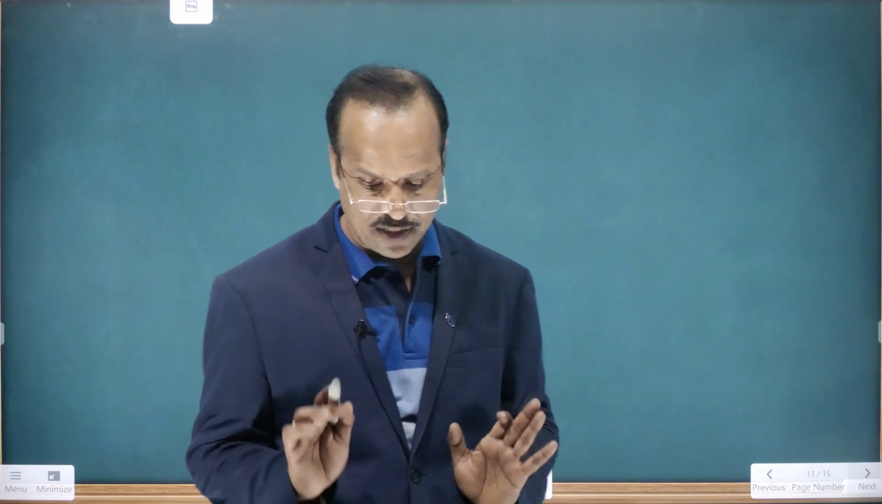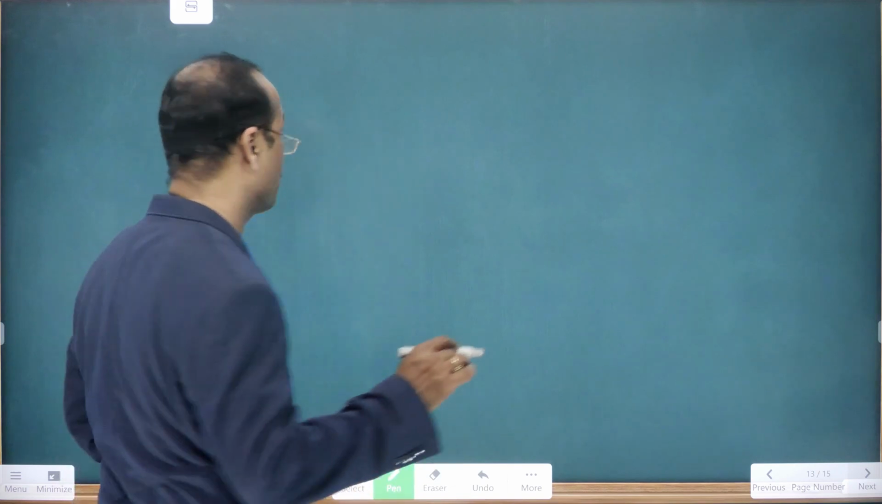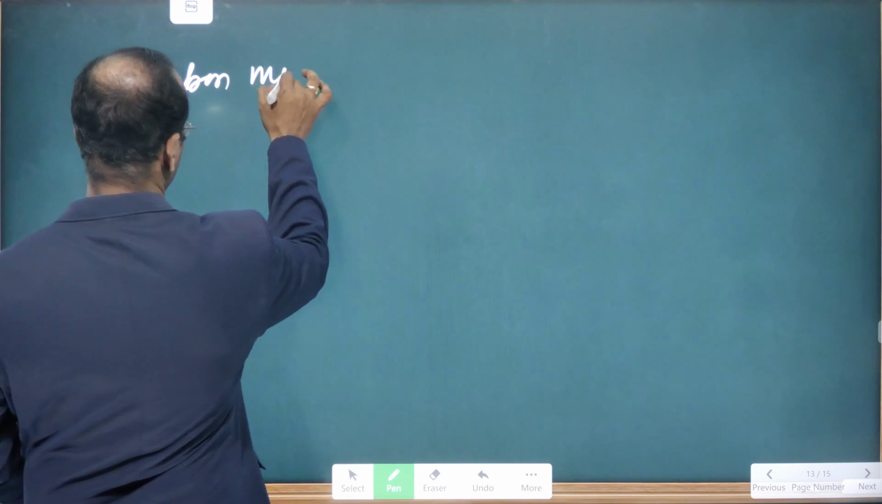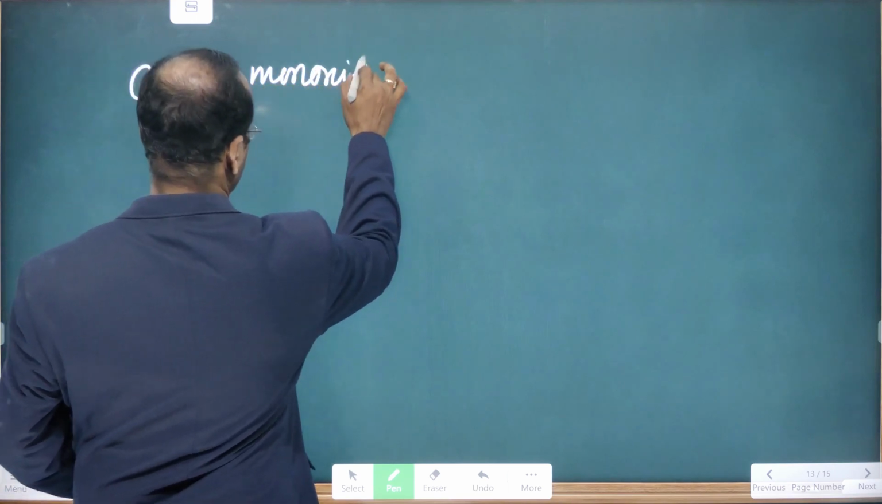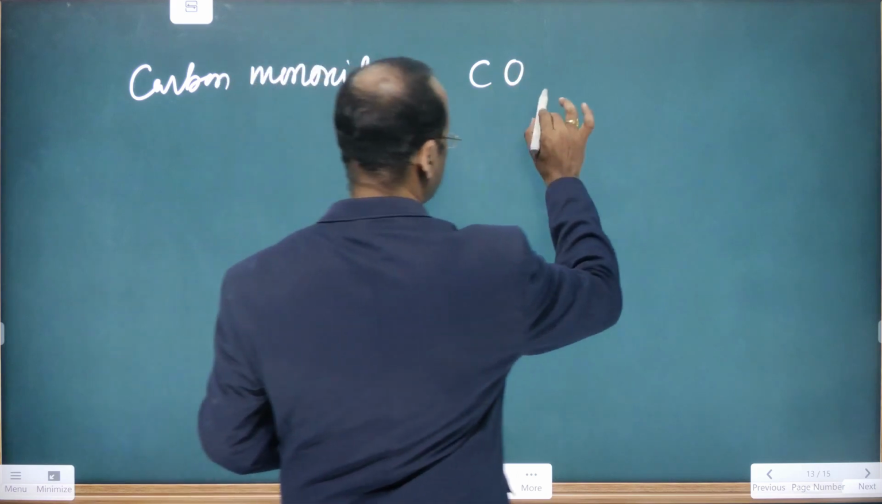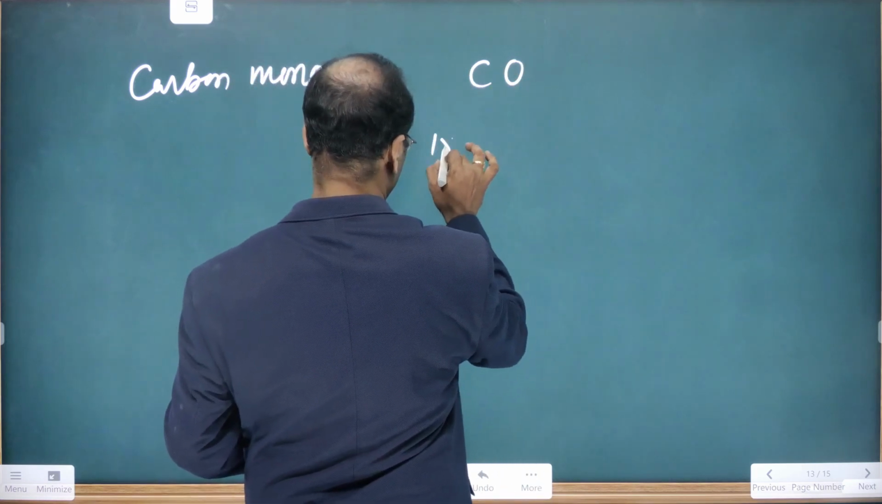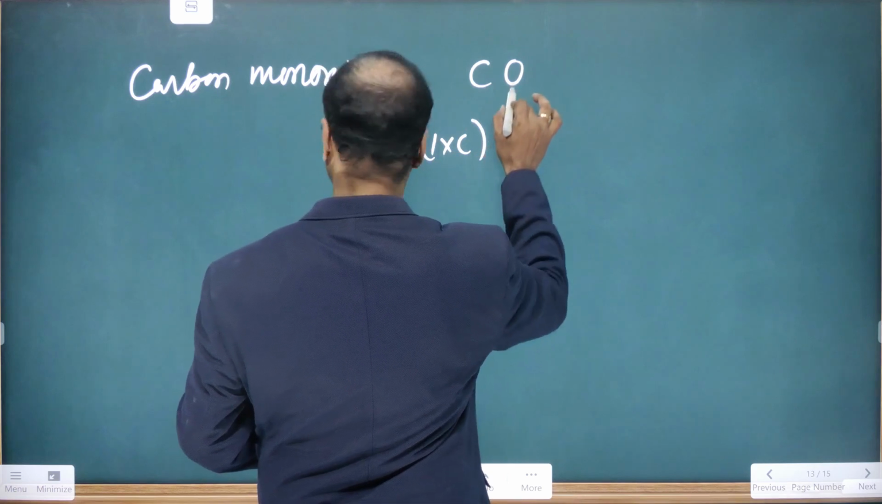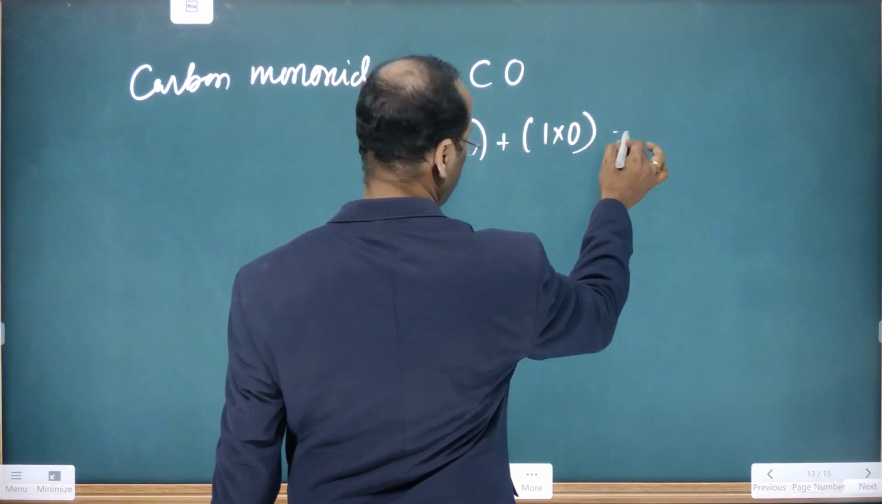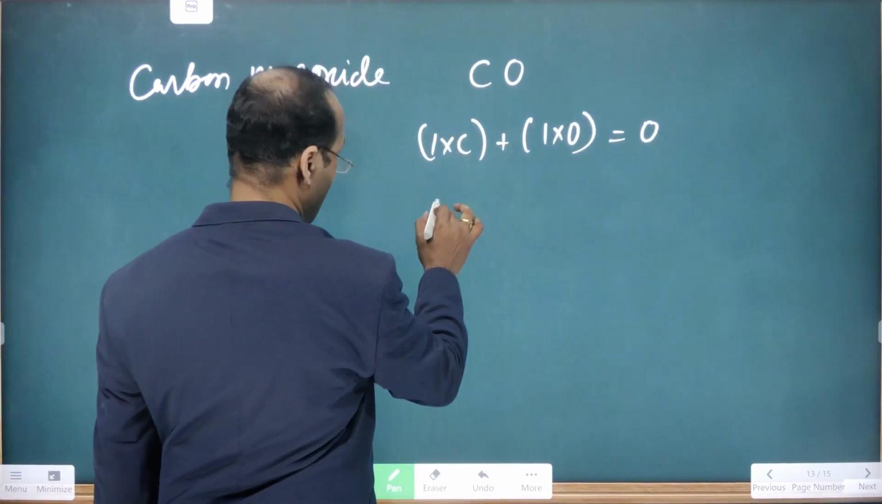Carbon monoxide we take, first one. Page number 70, carbon monoxide. What is the formula of carbon monoxide? CO. Correct? Now how many carbons are there? One carbon, 1 into carbon, plus how many oxygens are there? One oxygen, 1 into oxygen. The sum of the oxidation numbers is what? 0. Carbon we don't know.